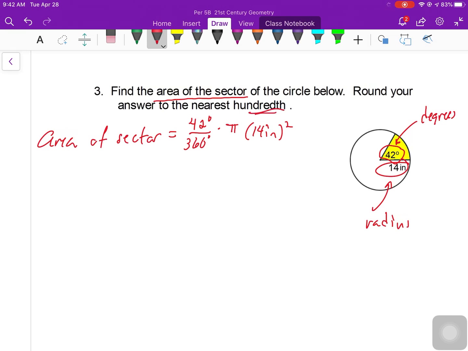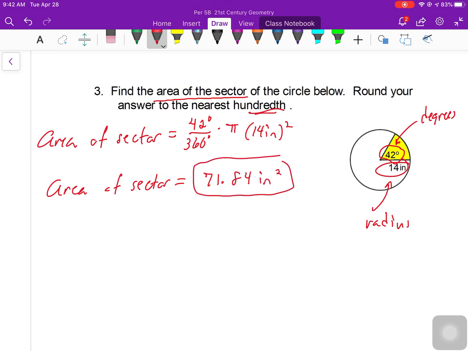This one also asked us to round to the nearest hundredth, so we're going to put all of that into our calculator, including the pi symbol, and the area of the sector here, if we round to 2 decimal places, comes out to be 71.84 inches squared.